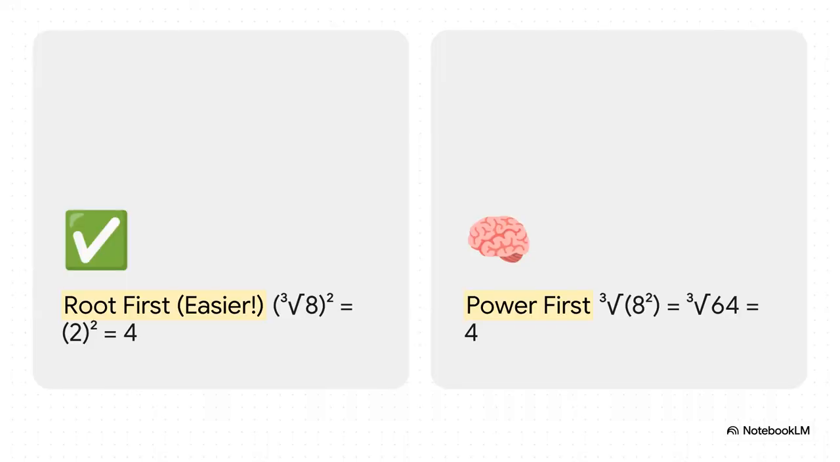Now, you might be wondering, does the order matter? Like, do I have to do the root first? And the answer is no, you don't. You could totally square the 8 first to get 64, and then take the cube root of 64, and you'd still get 4. But here's a little pro tip for you. It is almost always easier to do the root first. It just keeps the numbers way smaller and so much easier to handle.